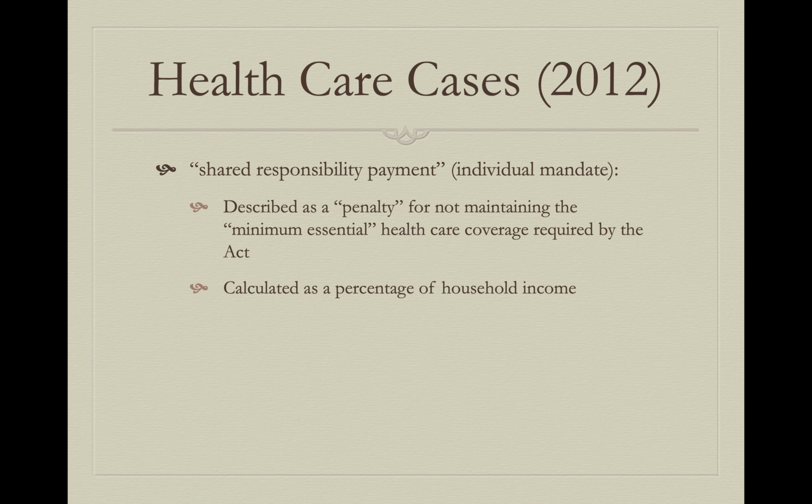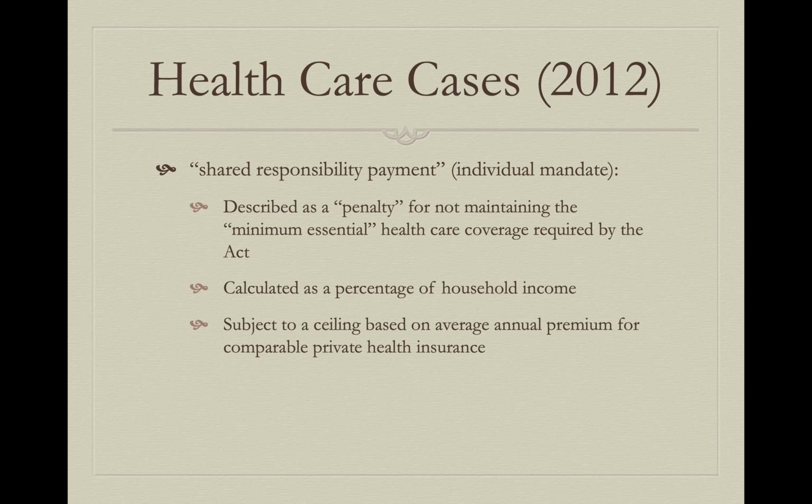or those factors. If you look at how much someone would actually be charged for not having health insurance, it was calculated as a percentage of household income. So it wasn't prohibitive in any sense. And it was subject to a ceiling based on the average annual premium for comparable private health insurance. So it's not as though you were taxed into buying health insurance. It would never be so high that health insurance looked preferable to the tax.